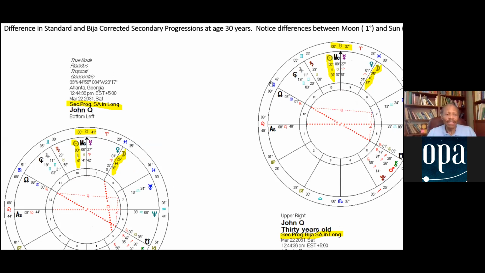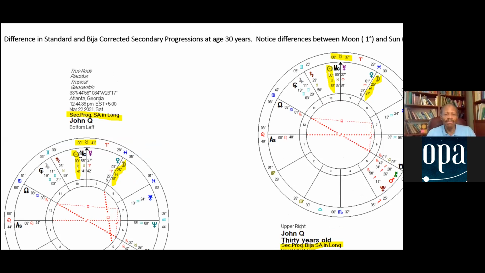And in the case of the progress midheaven and progress sun, it's off by about 4 minutes.